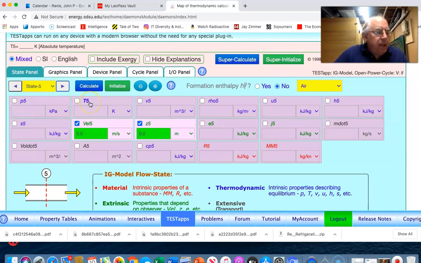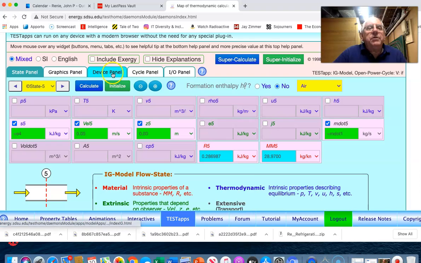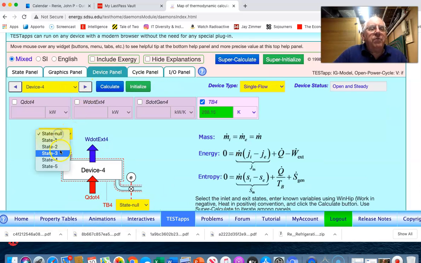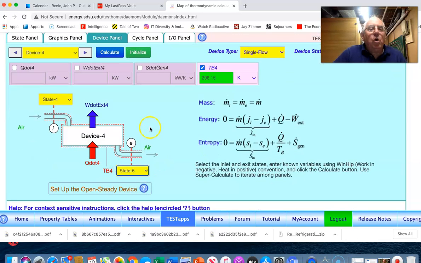We don't know what the temperature is, but we do know that it's isentropic. And so we're going to say that the entropy is the entropy coming in. The m dot is the m dot throughout the system. Again, we don't have these two conditions here, but now we can go and set up the device panel, and that device panel is the device panel from 4 to 5. Okay, that's going through the turbine.